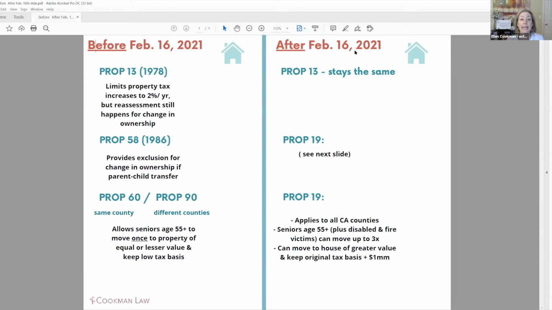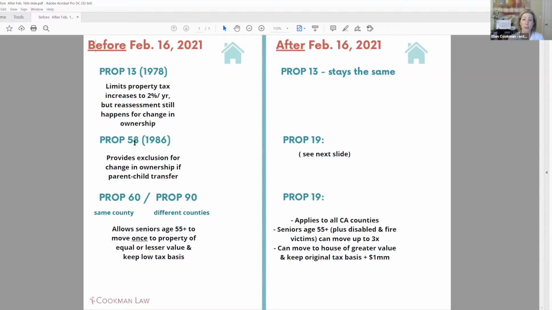So in 1986, you'll see the next thing, okay? In 1986, Prop 58 was passed by the California public, Proposition 58. And what that said is that Prop 13, the low property tax reassessment amount, is going to apply when things pass from parent to child. So it really expanded what Prop 13 applies to, all right?